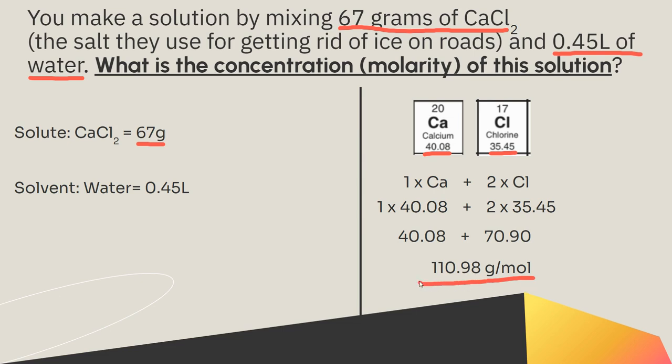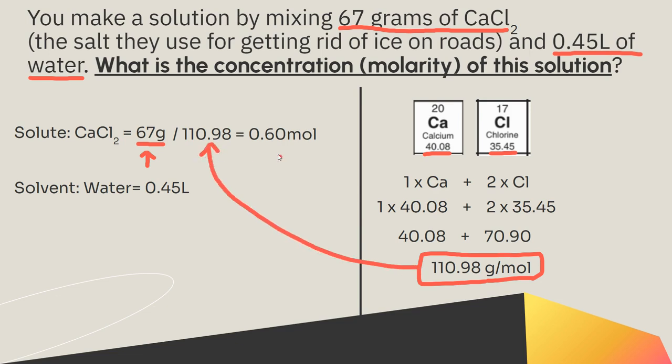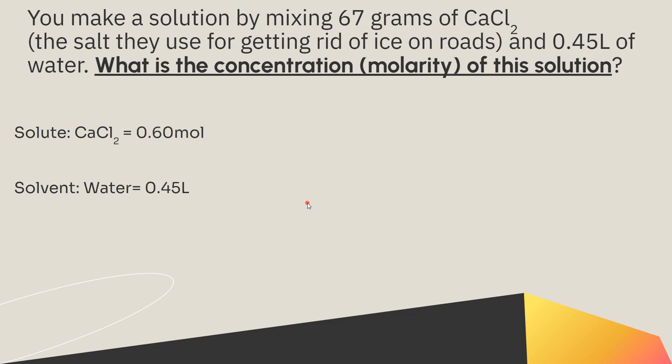I'll take this number here, my molar mass, and I will use it to convert my mass into moles. 67 grams divided by that 110.98 from over here gives us 0.60 moles of calcium chloride, and that's the number we need to use. So I'll erase all my work here, and I'll just show this number, the 0.60 moles for calcium chloride.